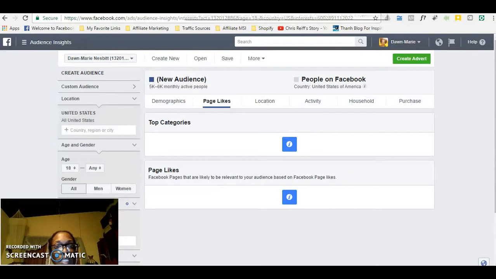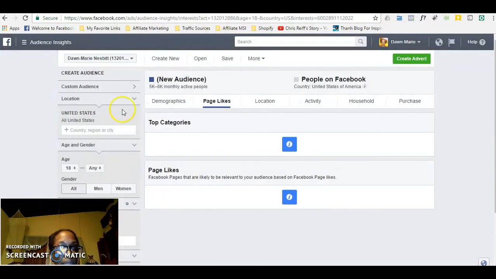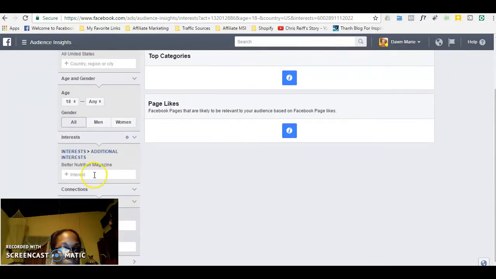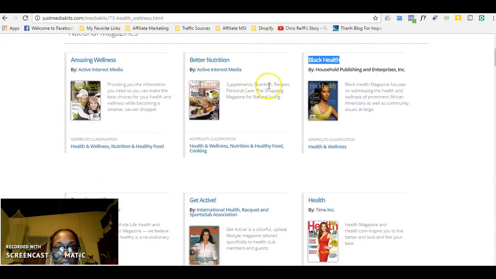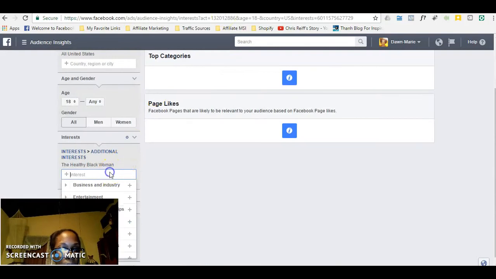So let's try another magazine name and see whether or not Facebook has that. Okay, so we'll go with the healthy black woman. Let's see. Doesn't look like Facebook has it, so that's another small audience. We'll keep going then. Experience Live, Health Monitor. This is a fitness magazine. So let's see. So we'll just go there.